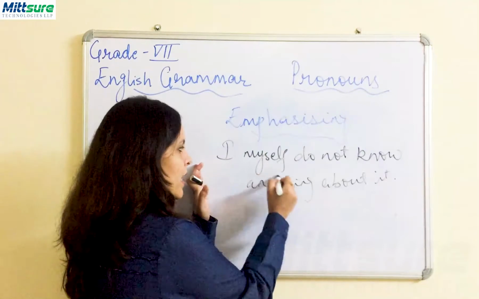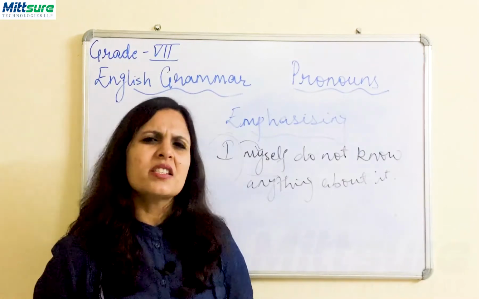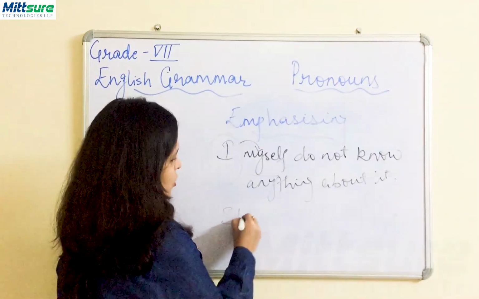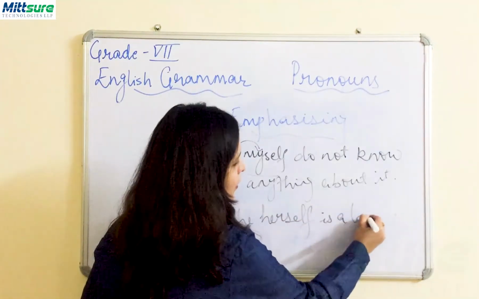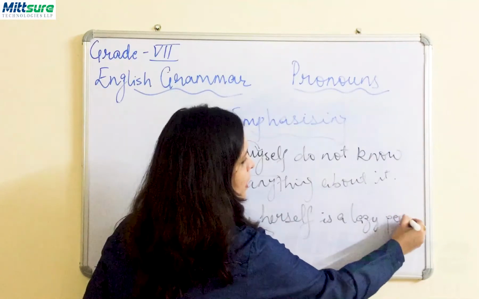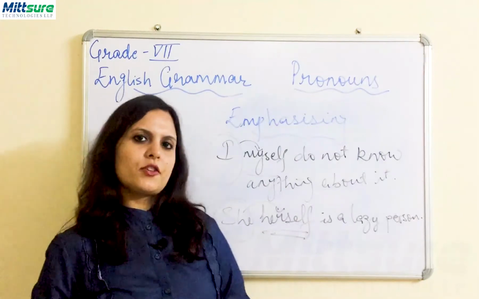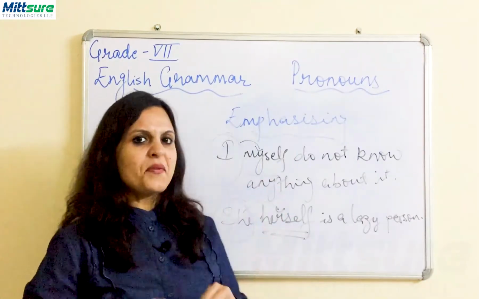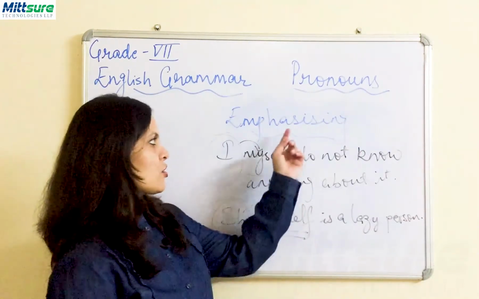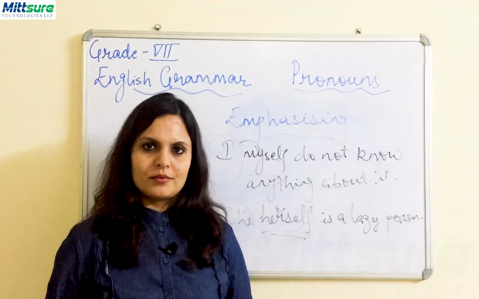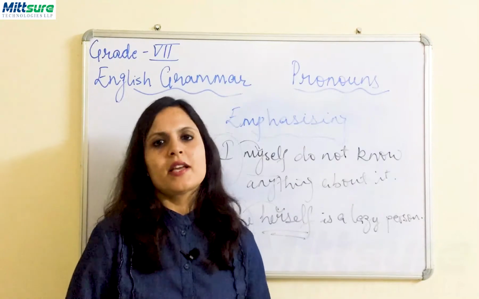So this word self is falling right after the personal pronoun, right? She herself is a very lazy person. So she is a personal pronoun and this herself is falling right after it. So this is to emphasize the person's characteristics, which is the reason why this is called the emphasizing pronoun. I hope you have understood the difference between reflexive pronoun and emphasizing pronoun.